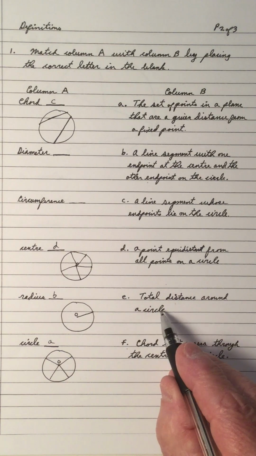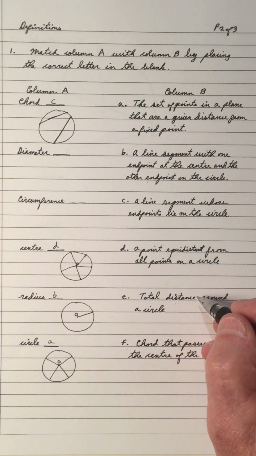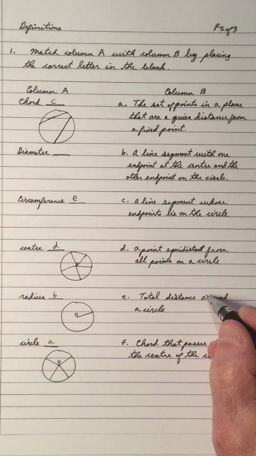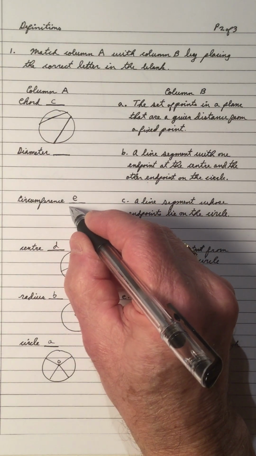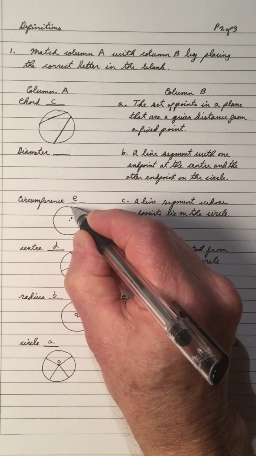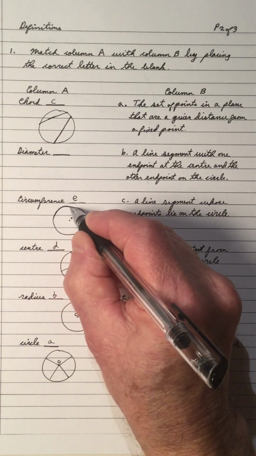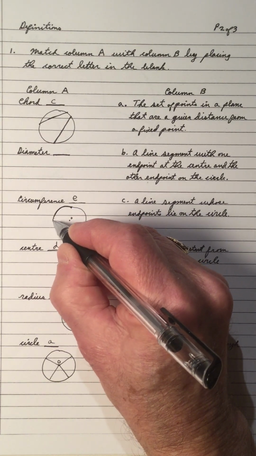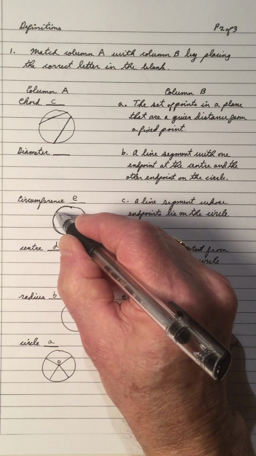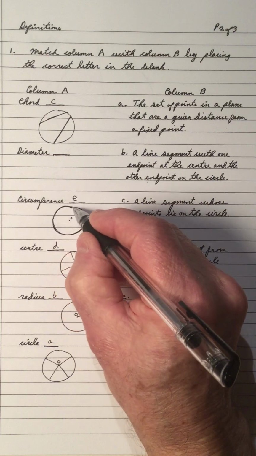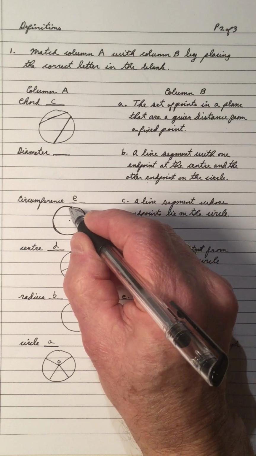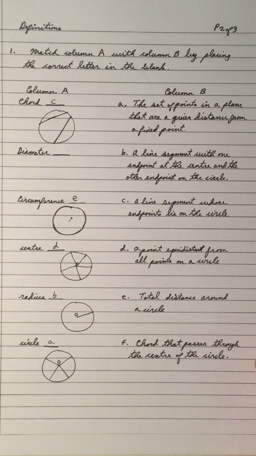The total distance around a circle is circumference. E is the circumference. Circumference is the total distance around a circle. So if you take a circle and you have a center O, and you travel from here right on around the circle, that distance is called the circumference. It's similar to what we call a perimeter on a triangle or a perimeter on a quadrilateral. The distance around a circle is the circumference.